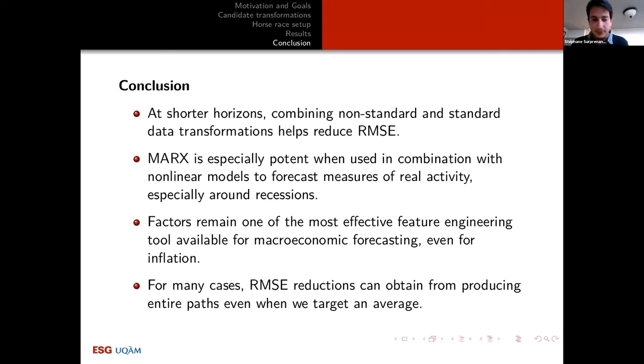Sorry, that was the alarm. So especially MARX in combination with nonlinear algorithms. Factors are almost always useful, and barely ever cost you something to put them in. And in many cases, surprisingly, it's worth it to model the entire path of changes. And I'll stop now.